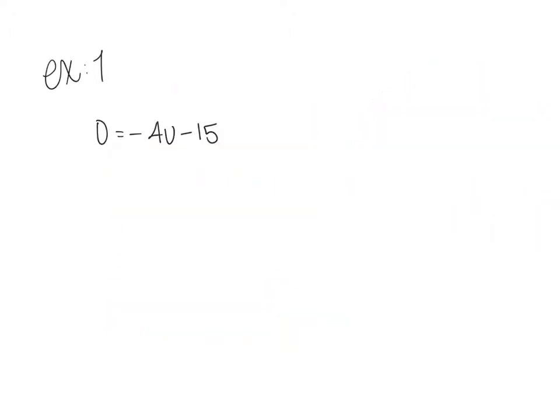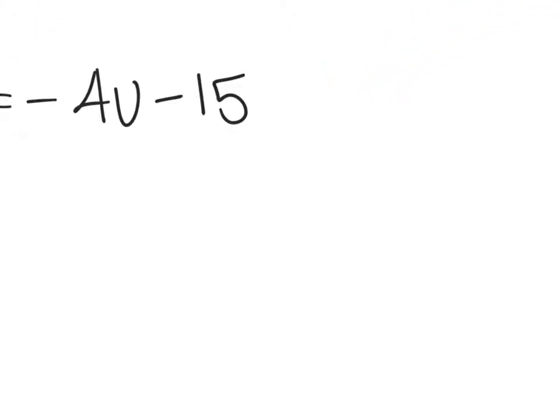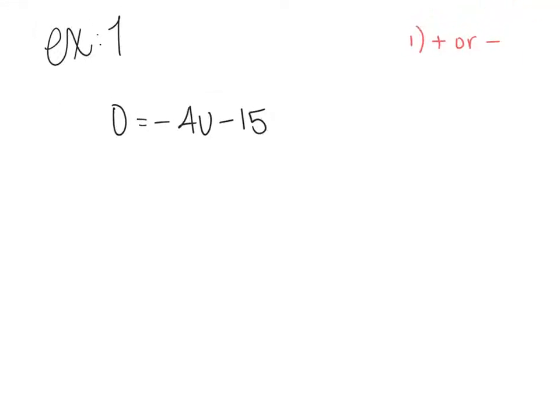So here's our first example: 0 equals negative 4u minus 15. We said first step, addition or subtraction. I always zoom in on the side of the equal sign with the variable. Over there, the number being added or subtracted is my negative 15. So to undo negative 15, add 15 to both sides. Those will cancel. I'll be left with 0 plus 15, which is 15. On the right, I'm going to carry down negative 4u.